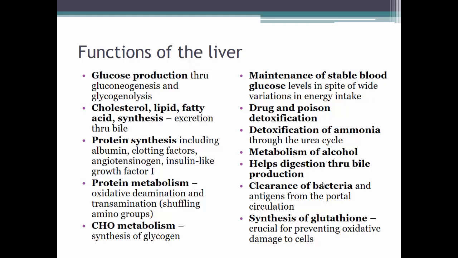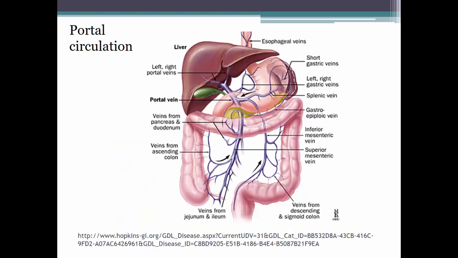It is in charge, besides the stomach, of the absorption of alcohol, and helps with bile production, so patients would go into jaundice due to cholestasis. In addition, clearance of bacteria by portal circulation. When this is obstructed, patients can have a lot of translocation of bacteria and sepsis. This is the portal circulation as I explained earlier.